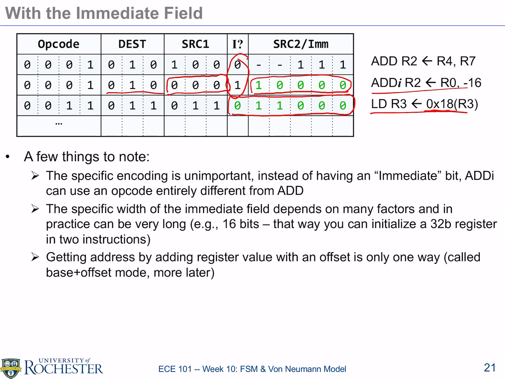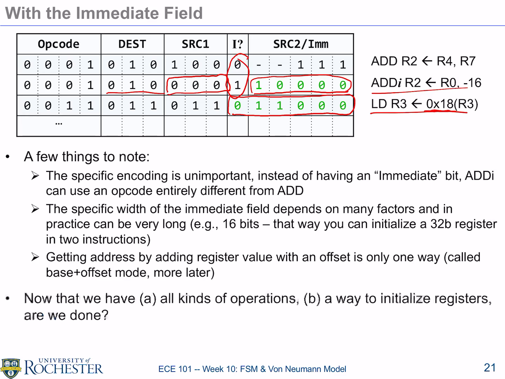Are we done? No. Remember, we have the straight line code problem. If we have this, then the machine is going to start from the first PC, execute that instruction, increment the PC by 1, execute that instruction, increment the PC by 1, and execute the next instruction. And if we repeat that, we're going to execute straight line code. So if we want to do a billion instructions of processing, we have to write a billion instructions. It works, but it's never going to be good enough. It's too slow.